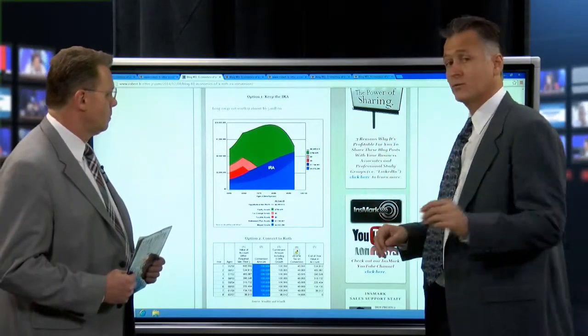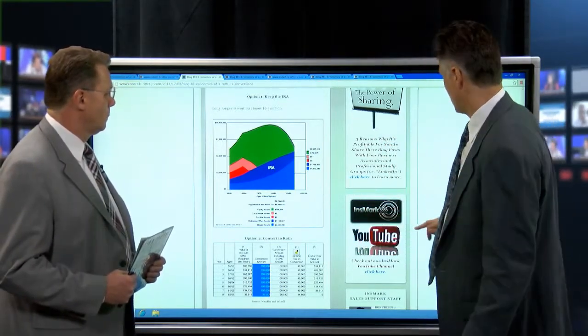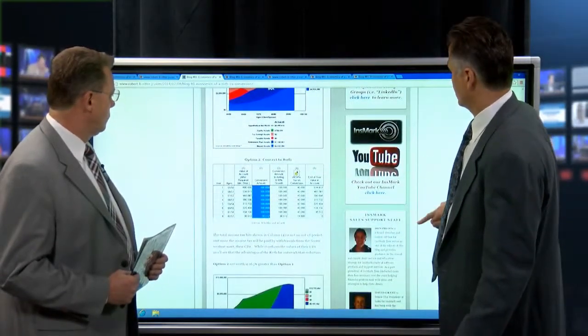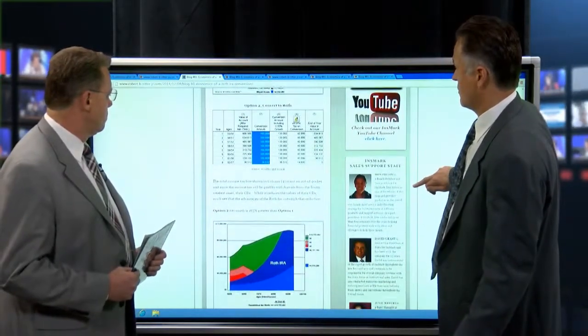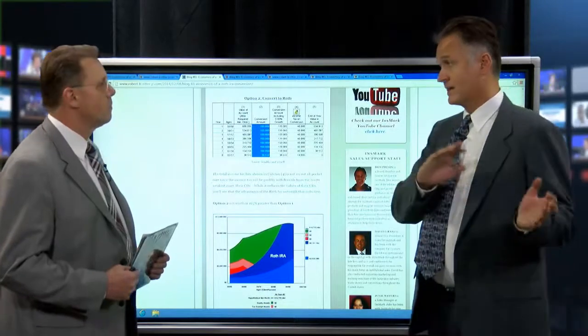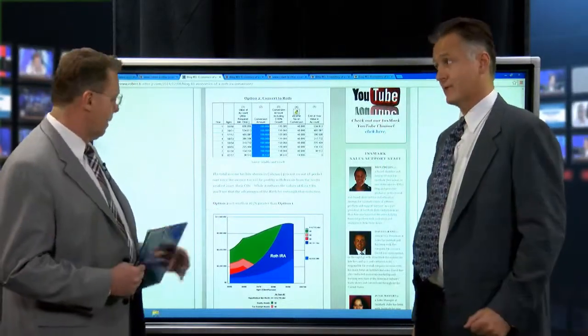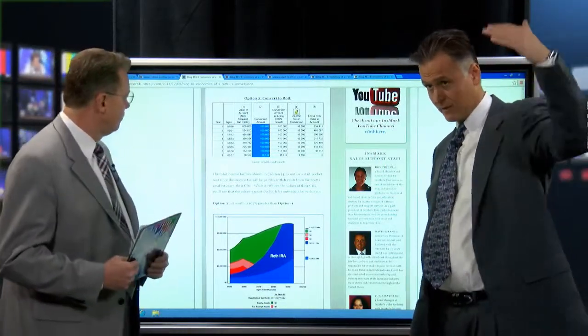Option two is where we convert to a Roth. And what we're going to do is convert it over time, over 8 years. So we're not going to pay all that tax like we did in the first segment. That's right. We're not going to hit that tax because we're going to have a higher tax bracket.